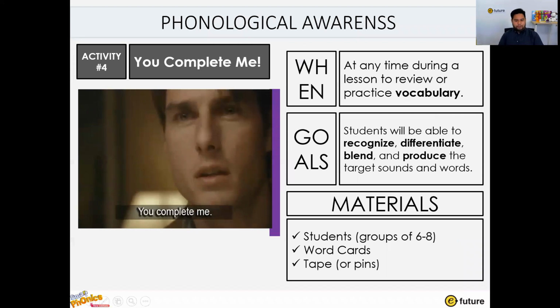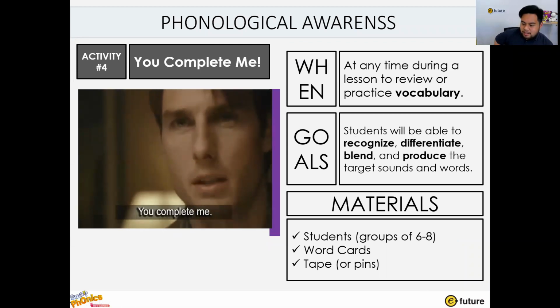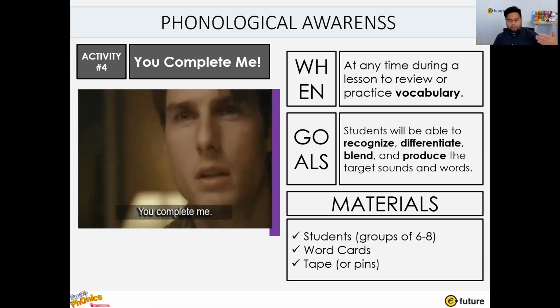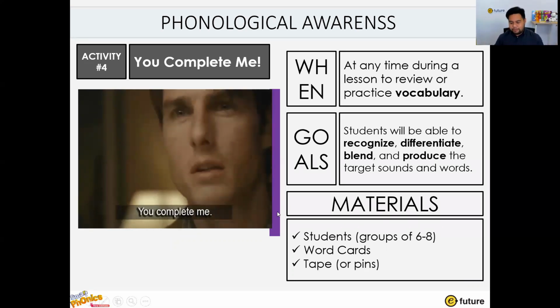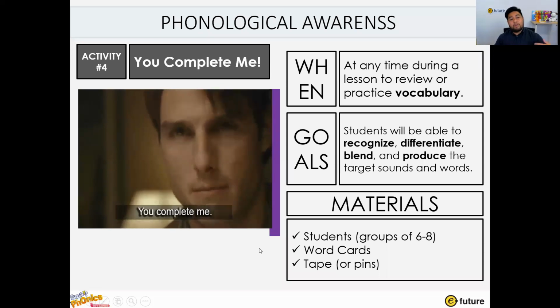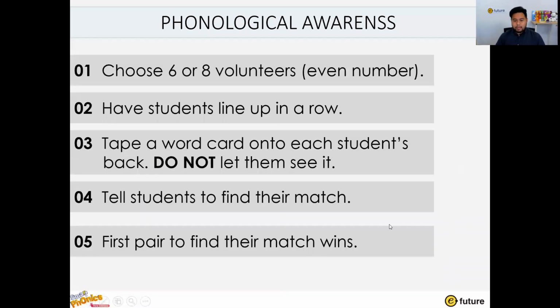Okay, and the next one here, you complete me. So again, this also kind of practices some blending the sounds in addition to what we discussed earlier, okay? So this can be more of a group activity. So you bring up about 6 to 8 students, make sure that it's an even amount, okay?